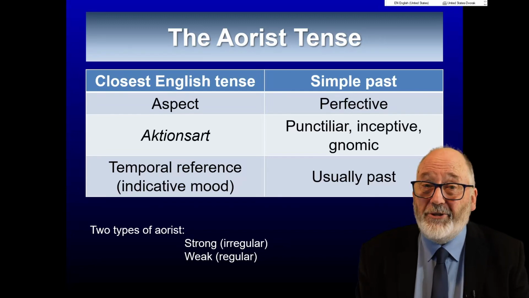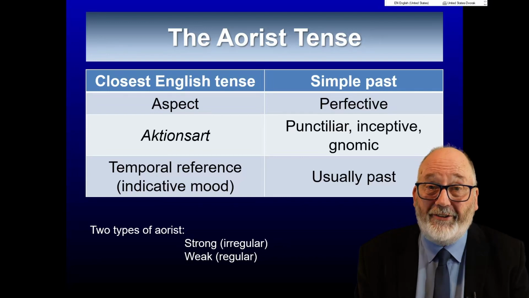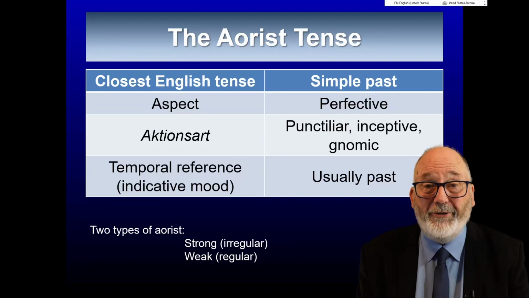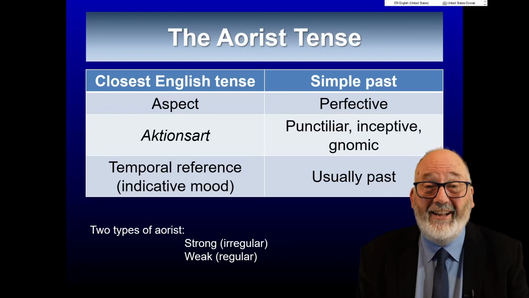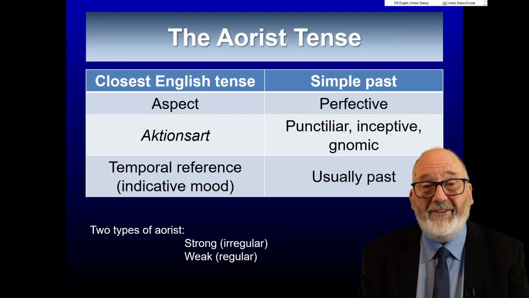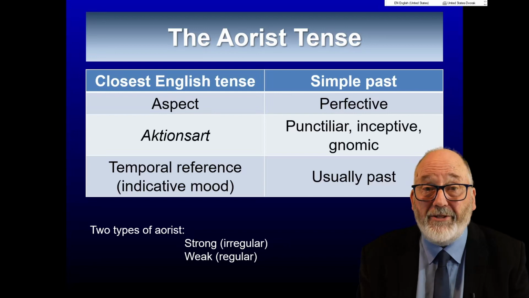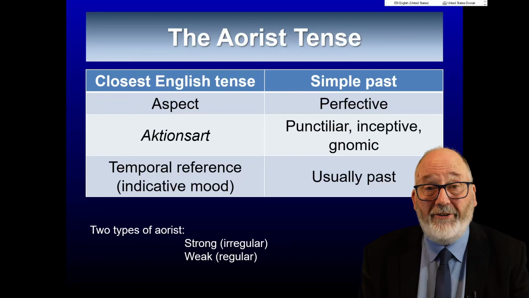Now, there are 2 types of aorist tenses. One group are called strong aorists and another group are called weak aorists. Look, if we're being honest, the strong aorists are irregular aorists and the weak aorists are the regular aorists. And you'll be surprised, I'm starting with a strong aorist, but in fact, it's easier to begin with a strong aorist for reasons I'll explain as we go along.